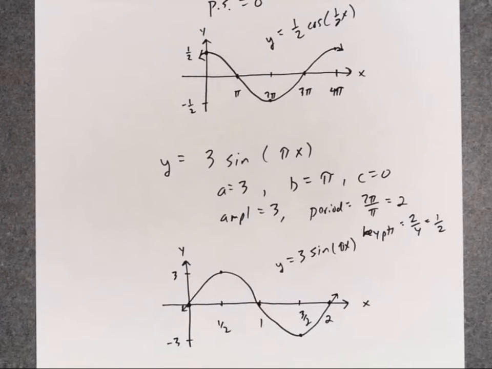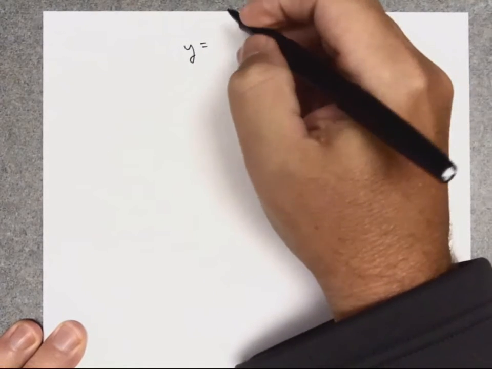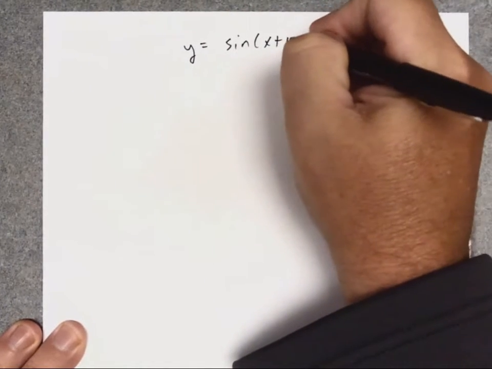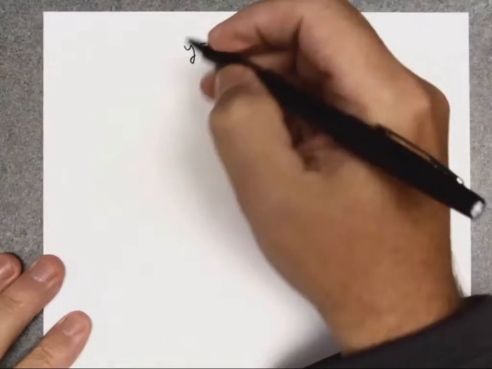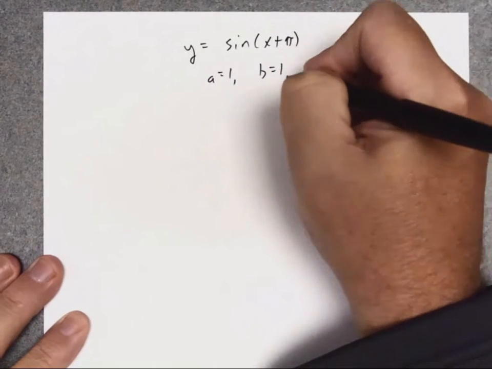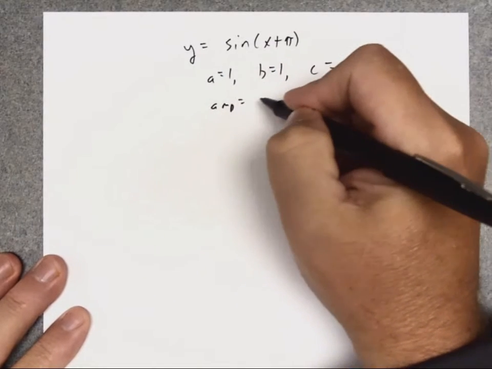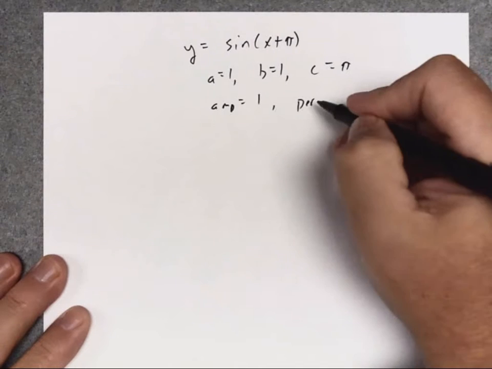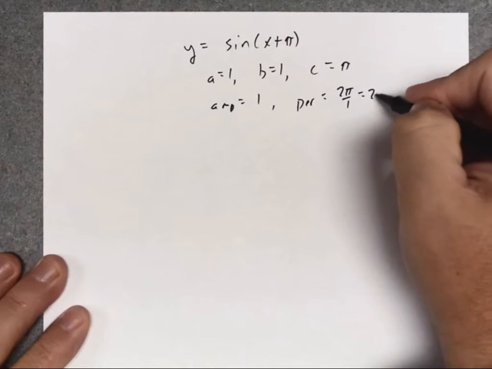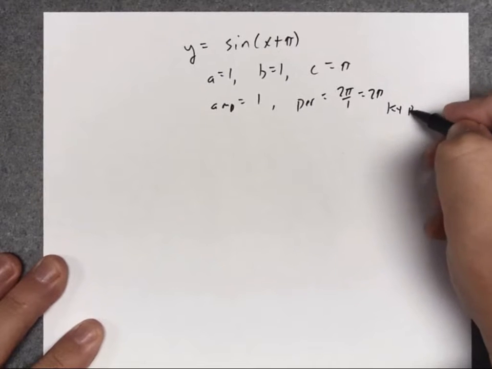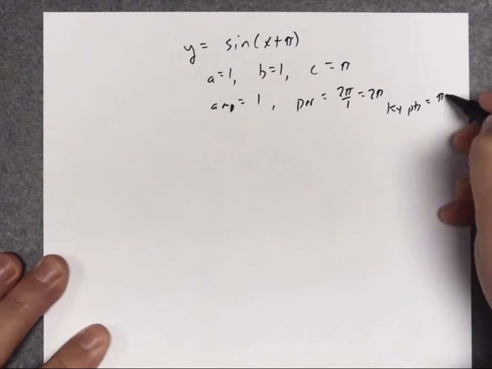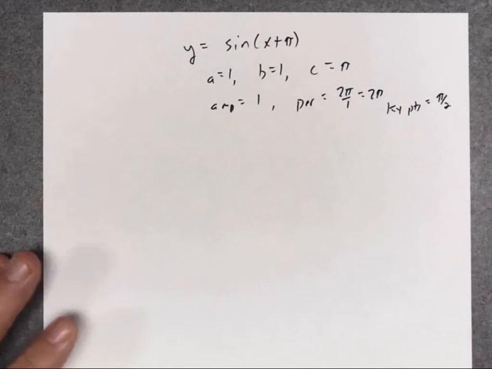Now let's do a couple phase shift problems and then we'll be finished with the first part of this graphing trig functions. So now let's do this one. Y equals sine of x plus pi. A is 1, B is 1, now C is pi. So the amplitude is 1, the period is 2 pi over 1, which is 2 pi. The key point spacing is going to be pi over 2, 2 pi divided by 4.